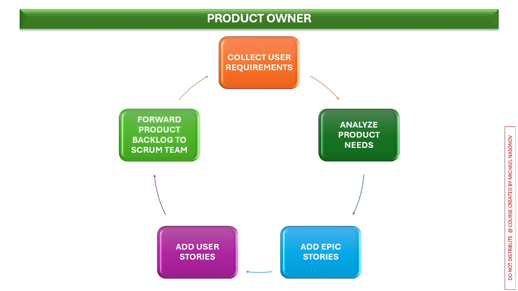The PO is entirely accountable to decide when to release a product increment and manage the release plan, or not to release. So, to sum up, the product owner collects user requirements, analyzes product needs, adds epic stories in JIRA, adds user stories in JIRA, all this about JIRA now, and forwards the product backlog to the Scrum team.